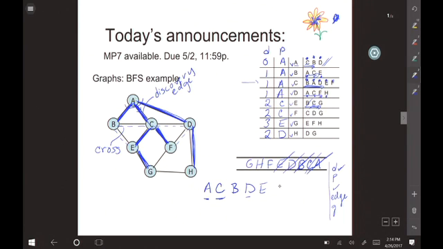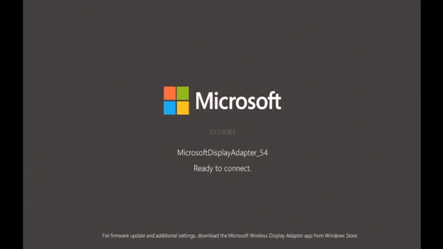We pull from the Q, and we get F. What happens here? FC. Ignore it. FD. Ignore it. FG. Cross. Good. And we're done with F. So then we pull H. HD. Ignore. HG is cross. And then we pull G and everything's ignore. Okay? All right.